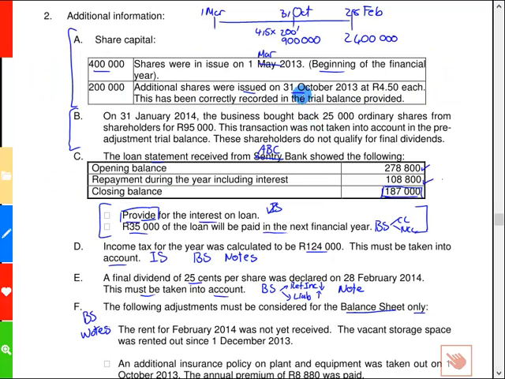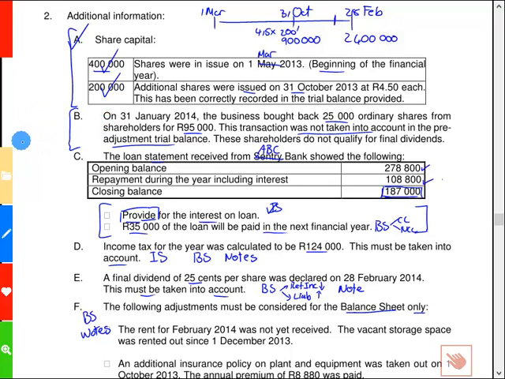Right, so now we've dealt with this piece of information and we've dealt with that piece of information. So 2.A, we can tick that off. Then on 31 January, that's about here. So you see the timeline helps you to see the picture. On 31 January, around about here, the business bought back 25,000 ordinary shares for 95,000 rand. This transaction was not taken into account in the pre-adjustment trial balance. Okay, so every transaction in accounting needs to have a debit and a credit. So where's my debit and credit leg going to be? Which two accounts are affected here?